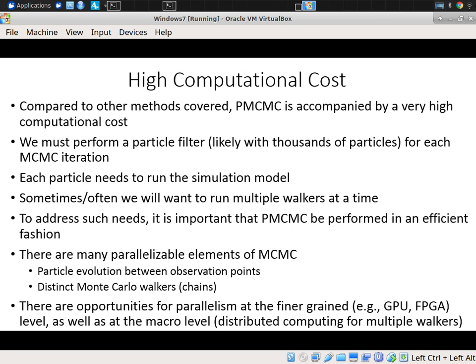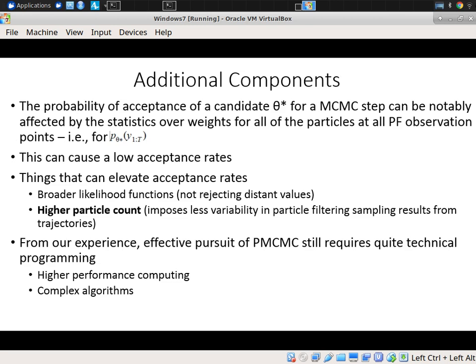Between observation points, one could, in principle, run particles on a separate GPU, for example, in parallel. They're totally independent of each other as they're going between time points, observation points. They're evolving independent of all the other particles. Each particle has a belief about the world that's evolving over time, as my daughter's particle between time one and time two is evolving over time with model dynamics. Okay? And it turns out there's parallelism at some fine grain levels and macro level because of this.